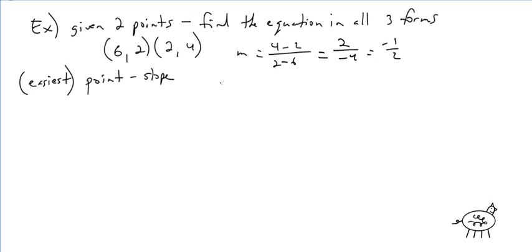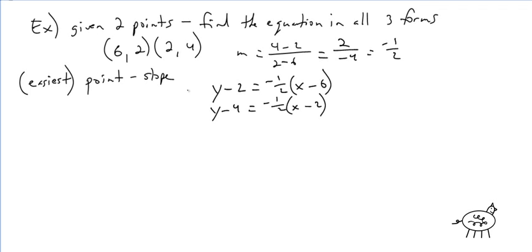Then it doesn't matter which point you use, so obviously there are two answers. Let's do the first one here. y minus 2 equals negative 1/2 times x minus 6, or y minus 4 equals negative 1/2 times x minus 2. Either one of those is acceptable. That's the first one, that's A, and then B is going to be in slope-intercept.